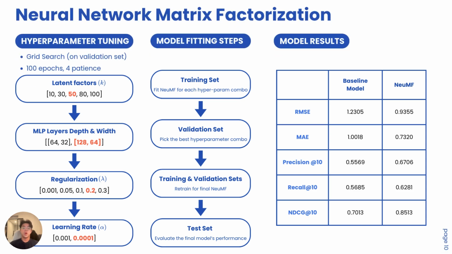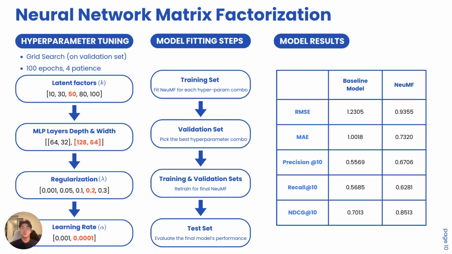So now we're done with the model architecture. We also perform hyperparameter tuning using grid search, also using 100 epochs. But this time, besides latent factors, regularization rates, and learning rates, we also tuned the MLP layers' depth and width, and we highlighted the best combo in orange. As for the model fitting steps, it's the same as matrix factorization. It's just training steps on the training set that fit neural matrix factorization for each hyperparameter combo. Then we go to the validation set to pick the best hyperparameter combo.